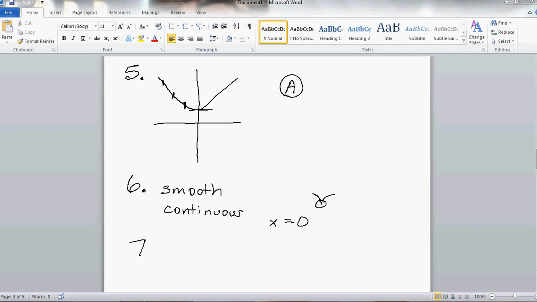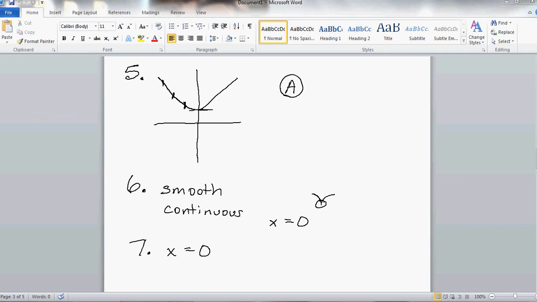Continuing with the same directions, number 7. Oh, it looks smooth everywhere. It goes to negative infinity almost to 0, and then it starts back up at 0 and goes to positive infinity. The problem is it's not continuous, and it's our job to find where. Well, it's not continuous when x equals 0, because x equals 0 is an asymptote. So the derivative would not be defined there.